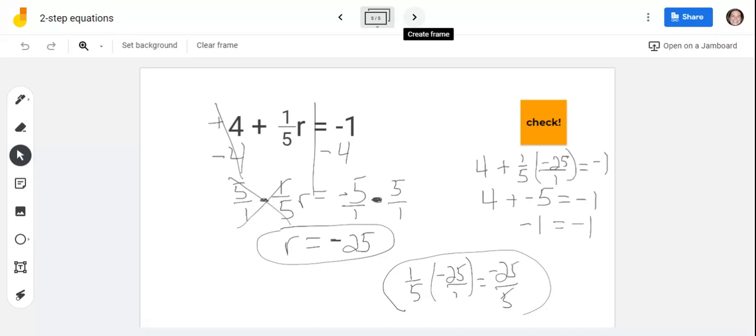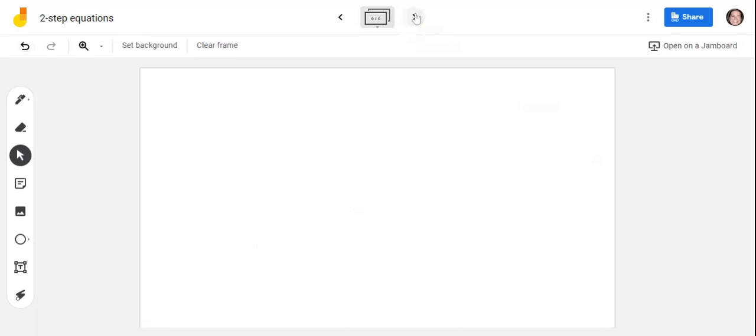Now, I do on the next slide want to show you what happens if you get an incorrect answer. So let's take that same problem that I just had. I had 4 plus 1/5 r equals negative 1. I did all the work, blah, blah, blah. Let's say I got r equals positive 25. I forgot my negative sign. And I want to be very clear that this is the wrong answer.